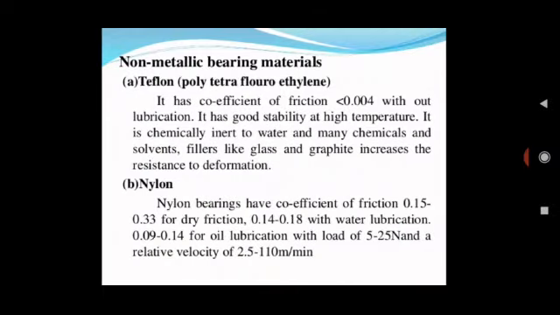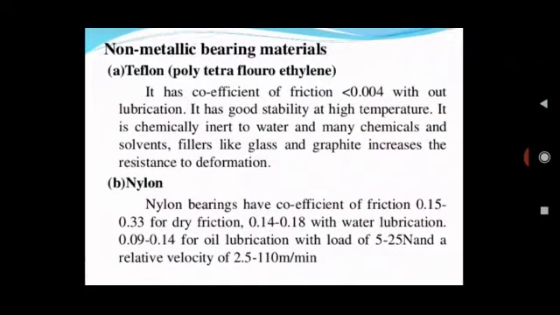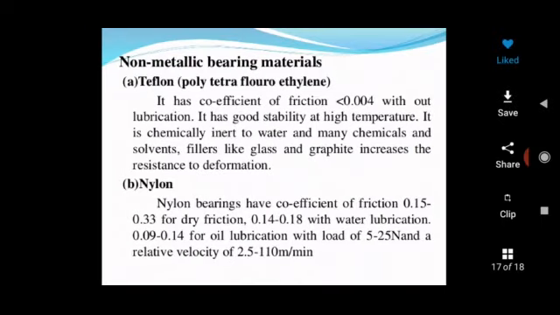Non-metallic bearing materials include Teflon and nylon. Teflon has a very low coefficient of friction. It does not easily react with water or other chemicals, and it has good thermal stability at high temperature. That is why it is used as bearing material. Similarly, nylon also has a low coefficient of friction. The values are given for dry friction and for water lubrication. We can see here. So these are some of the non-metallic bearing materials which can also be used for bearings. They are suitable because they possess the properties which are required for bearing material.